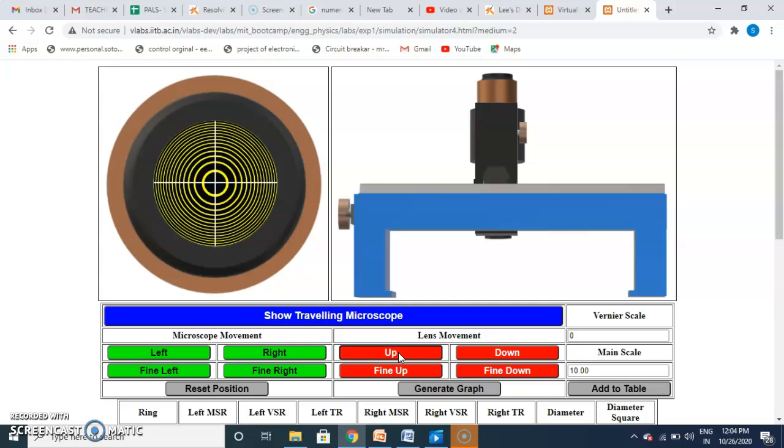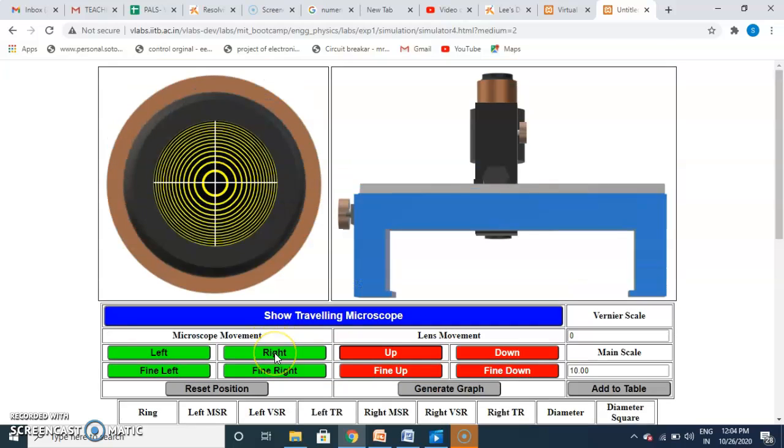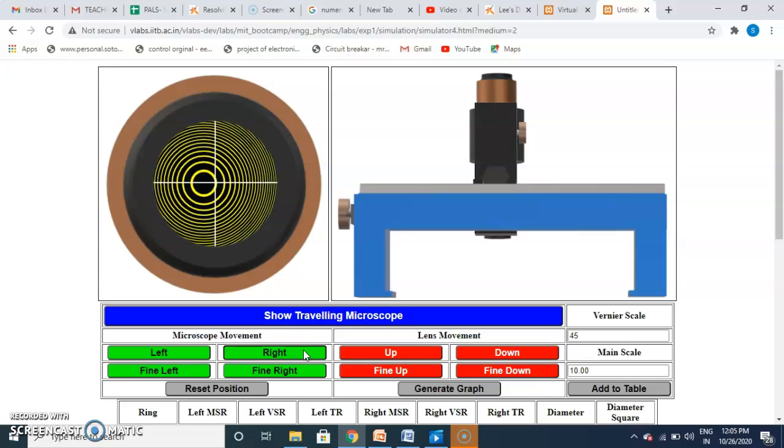Now our aim is to move this focus from one ring to another ring, and we are going to note the vernier scale and main scale, and we are going to add this to the table. If we add it to the table, this simulator will show you the wavelength of the light. Now see, I'm just moving this focus. This is the vertical crosswire, this is the horizontal crosswire. I'm going to move this focus to the right, just coincide at this point.